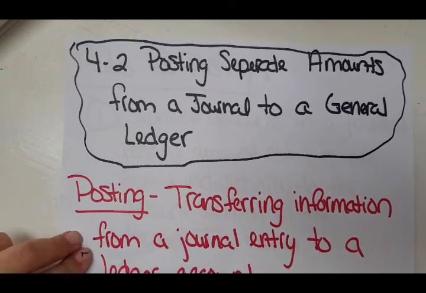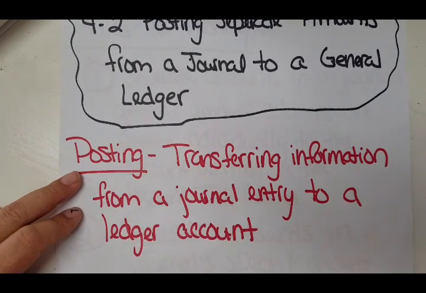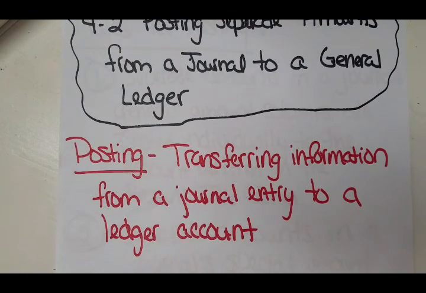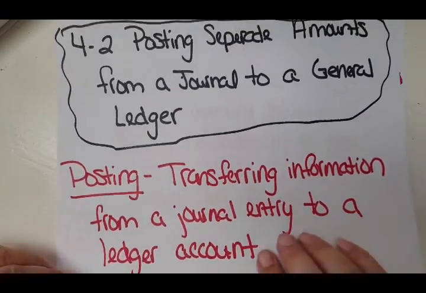So posting, your only vocabulary word for this section, is transferring information from a journal entry to a ledger account. So it's just the act of transferring it from one spot to another. For example, all the changes in cash are going to be brought together into the cash ledger so that we can easily see how much cash we have.